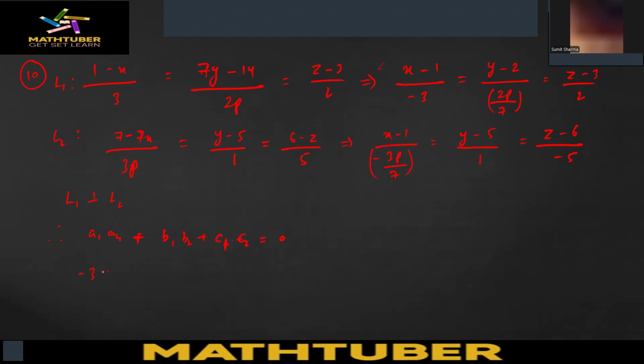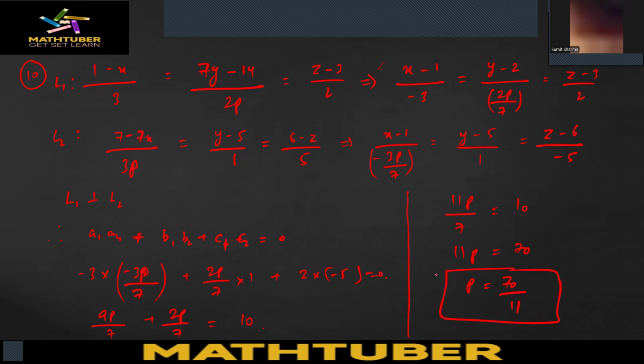So you apply all the values here. Minus 3 into minus 3p upon 7 plus 2p upon 7 into 1 plus 2 into minus 5 is equal to 0. Solve these. 9p upon 7 plus 2p upon 7 is equal to 10. If we take the LCM here, you'll get 11p upon 7 is equal to 10. 11p is equal to 70, and p is equal to 70 upon 11. This is how we will get the value of p, right?